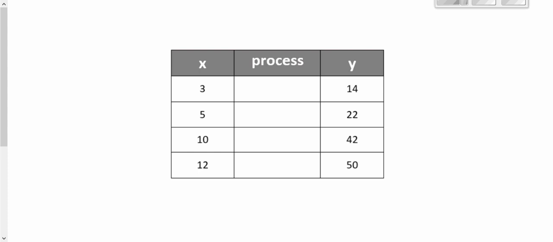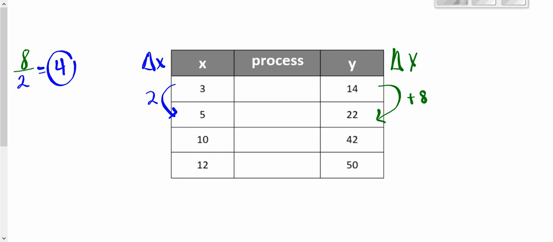Okay, so let's look at a table where we can't see our y-intercept so easily. So our slope's going to be really important here. So I'm going to find the change in my y, and then the x. So the change in my y is 8, and the change in my x is 2. So 8 over 2 gives me my slope. And so my slope is 4.